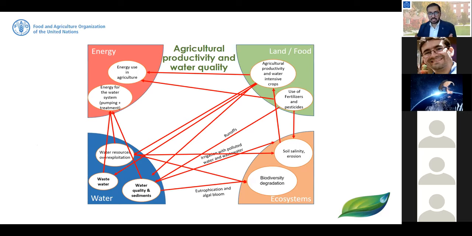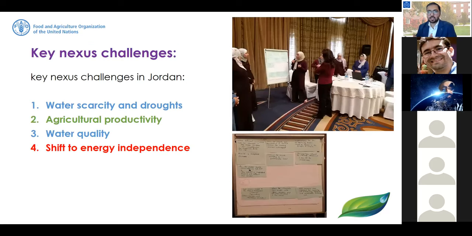So as we can see in this example, the Nexus challenges are deeply interlinked. Uncoordinated actions may lead to unsatisfactory results, if not to unintended consequences on other sectors. So this is the importance of having this kind of mapping, this importance of having this kind of dialogue between different sectors to be able to reach this kind of understanding and prioritizing.